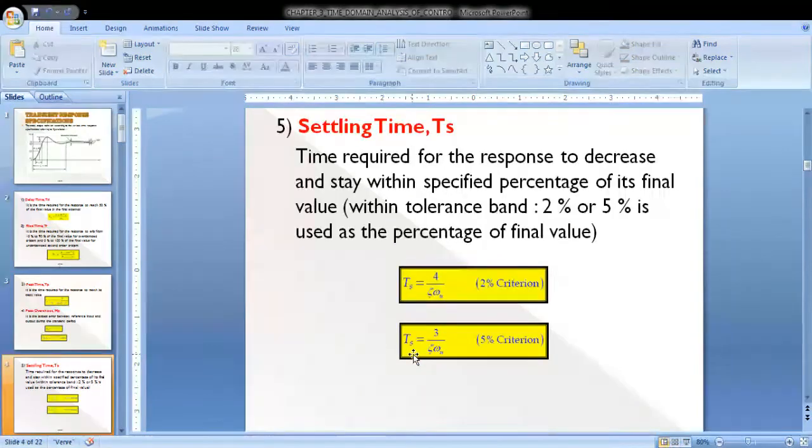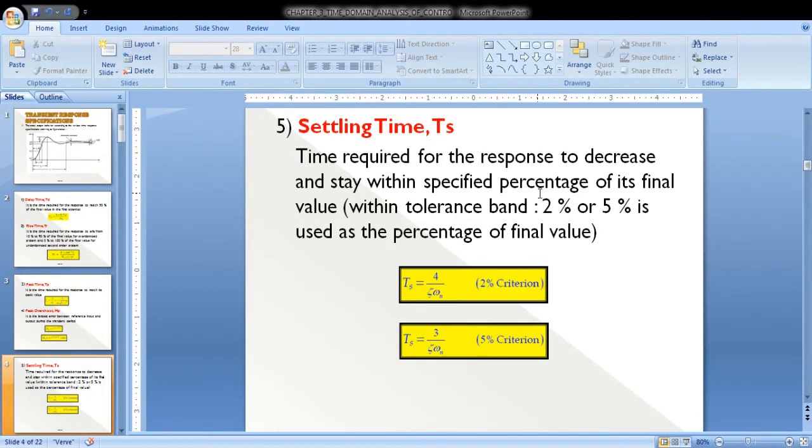The last parameter is called settling time, denoted as Ts. Settling time means the time required for the response to decrease, because ultimately it is going to gradually decrease, and stay within a specified percentage of its final value. This is the total time required for the response to settle down, and once it has settled down, the time taken by the whole response is denoted as Ts.